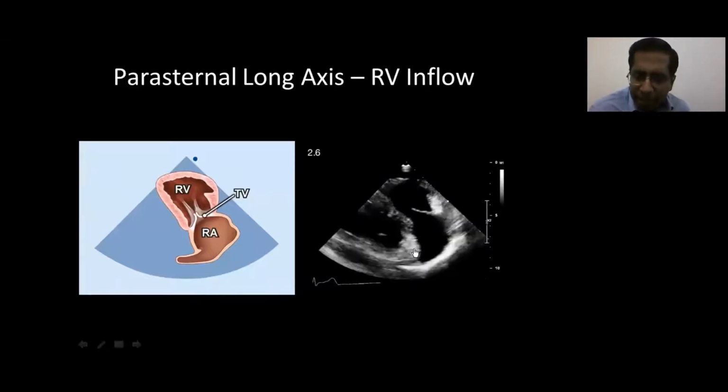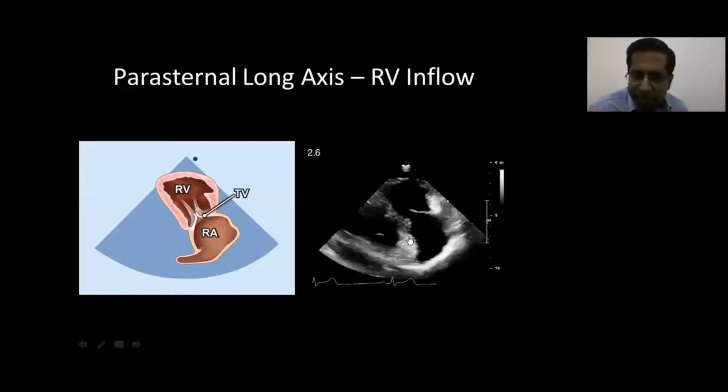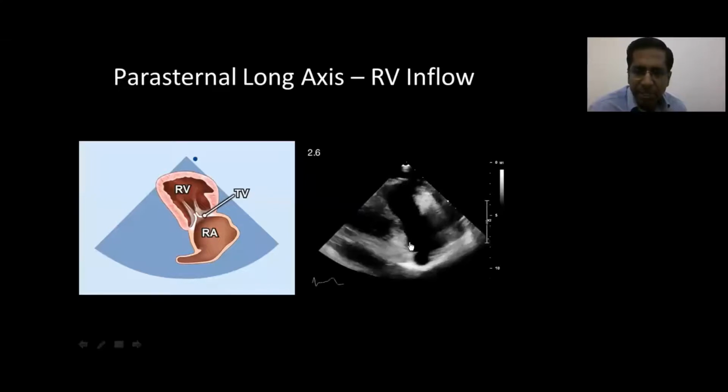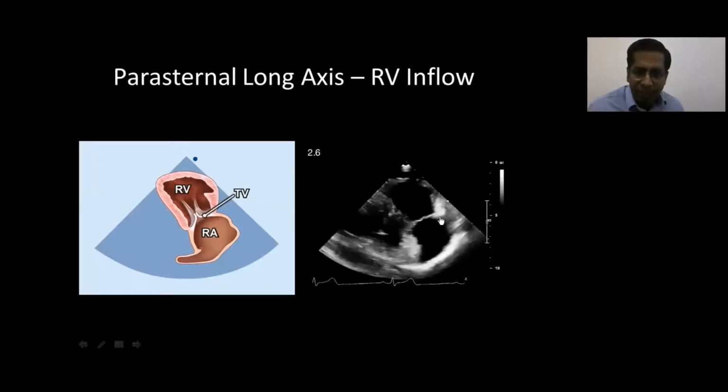Other two things that you can see here: one is the inferior vena cava, and the other is the eustachian valve. And just below the tricuspid valve, there is another orifice that you see, and that would be the coronary sinus. So you see the coronary sinus, you see the eustachian valve, and you see the inferior vena cava. The superior vena cava would come from somewhere there. So these are all things to note and keep in mind.